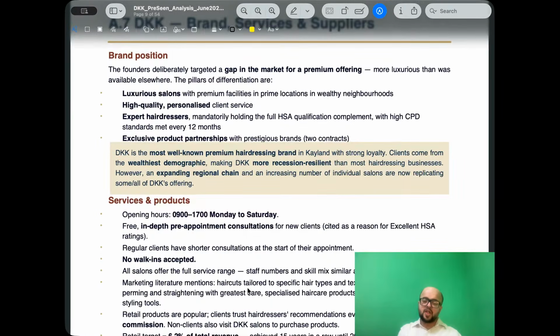However, an expanding regional chain and an increasing number of individual salons are now replicating some or all of DKK's offerings. See, naturally, this is going to happen.